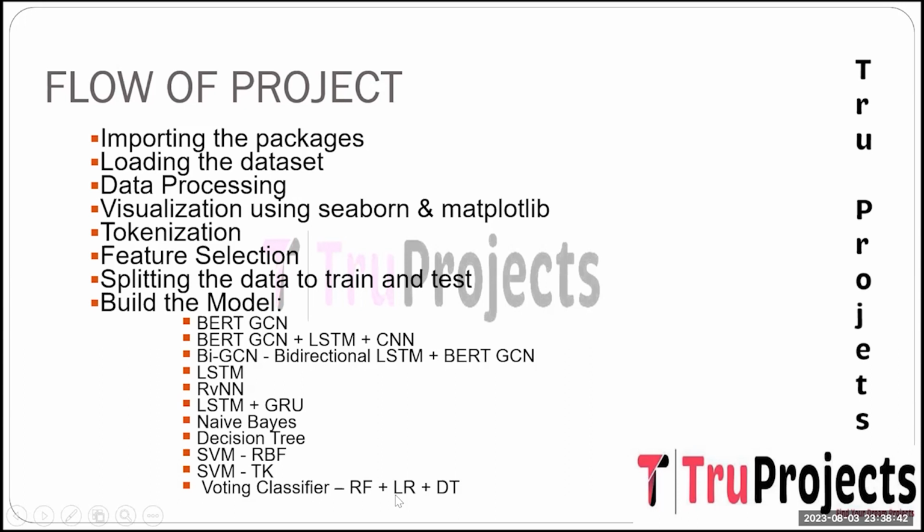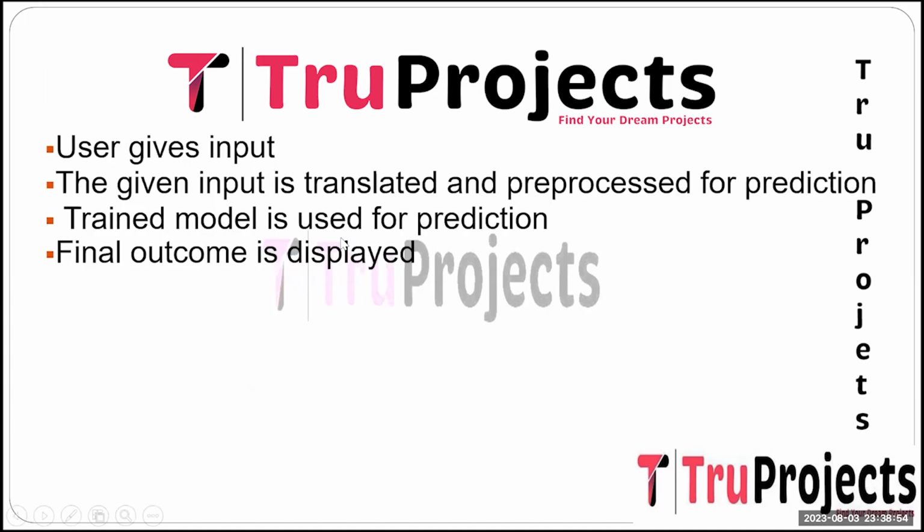Here, this is an ensemble approach, combining the predictions of random forest, logistic regression, and the decision tree. Ensemble models tend to improve the overall performance by aggregating the strengths of multiple classifiers. And the next one is user input. The user inputs the rumor-related text as a query into the system, initiating the rumor detection process.